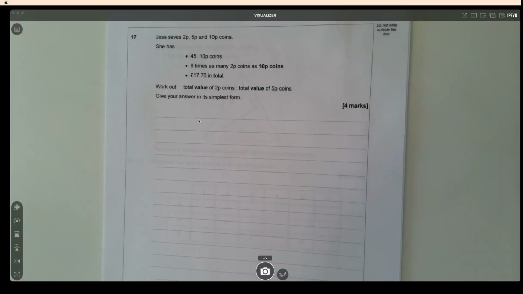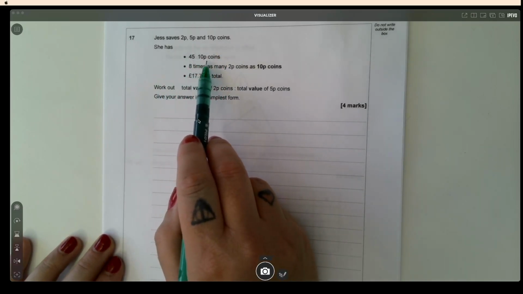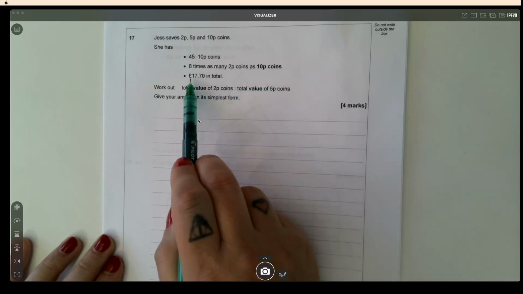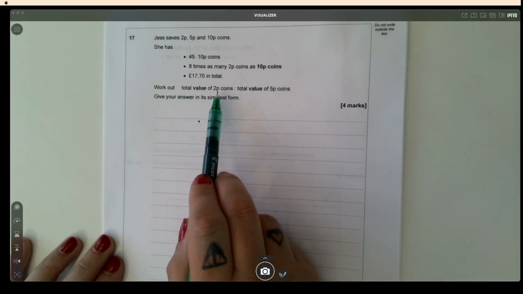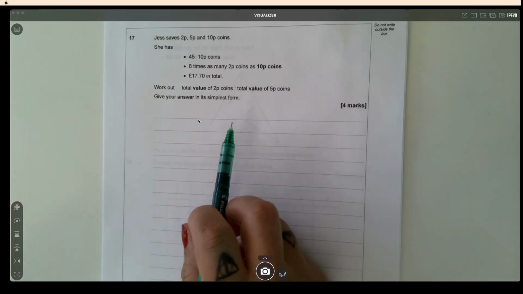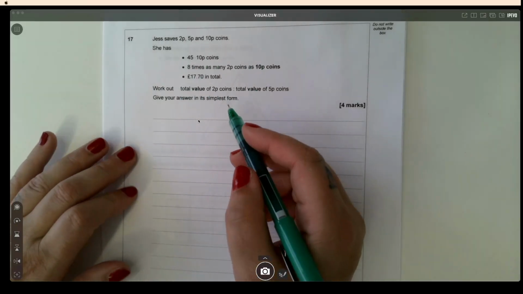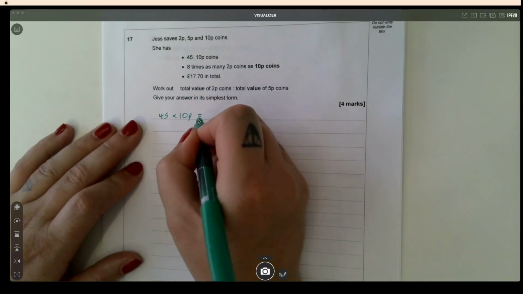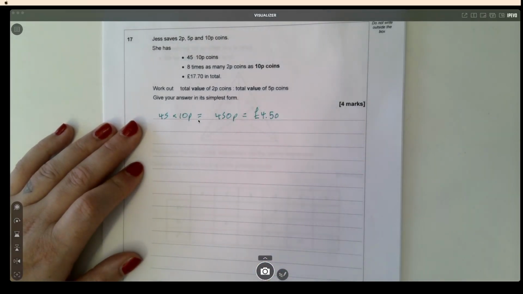Question 17. Jess saves 2p, 5p and 10p coins. She has 45 10p coins, 8 times as many 2p coins as 10p coins, and £17.70 in total. Work out the total value of 2p coins to the total value of 5p coins, giving your answer in its simplest form. Okay, so we have 45 10p coins. So 45 times 10p is 450p, which is £4.50 in 10p coins.